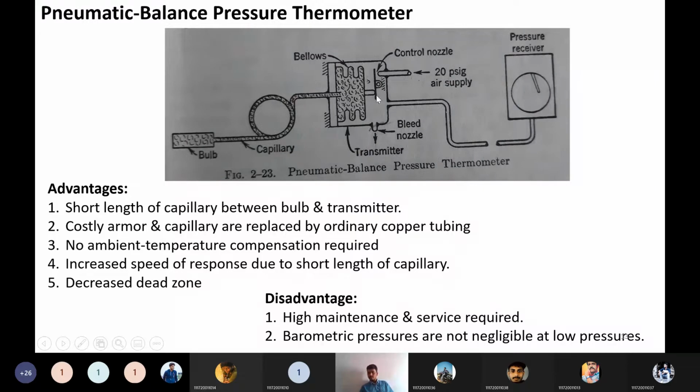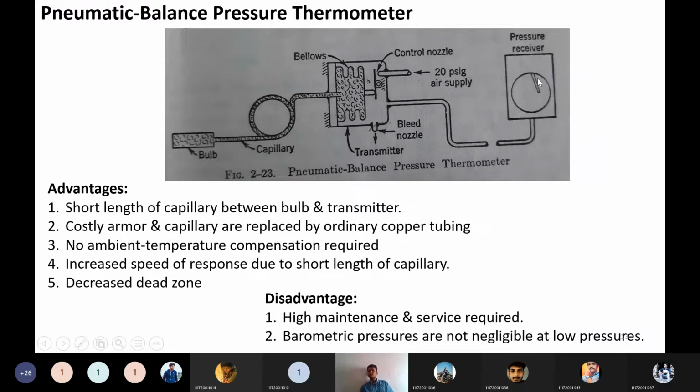Whenever this is expanding, it will be opening this control valve. So, to counterbalance whatever pressure is inside this bellows, there will be the operation of this control nozzle that will allow you to flow 20 psi gauge air supply. Whatever excess air supply is there will be sent out using the bleed nozzle. Then the excess air, after balancing the bellows, will go to the pressure receiver, in which it will be deflecting this pointer like this.